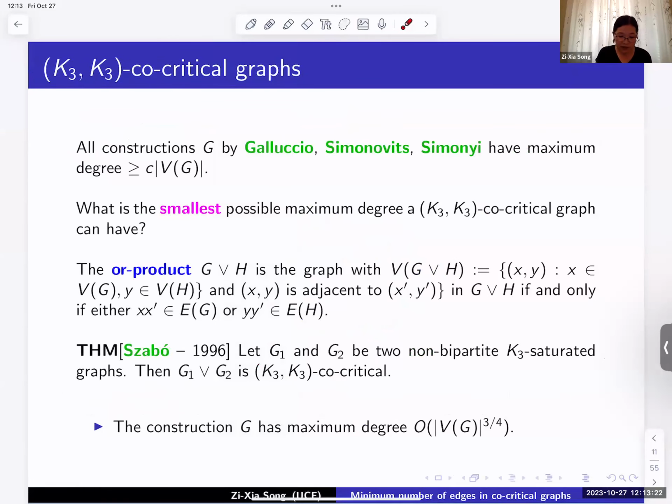Okay, so they were asked here, is it possible to construct one whose maximum degree is not linear in the number of vertices you have? And this was answered by Zebel back in '96. And he can construct one whose maximum degree is big O of the number of vertices to the 3/4 here. But we don't know if one can lower the maximum degree here. So I didn't work along this area.